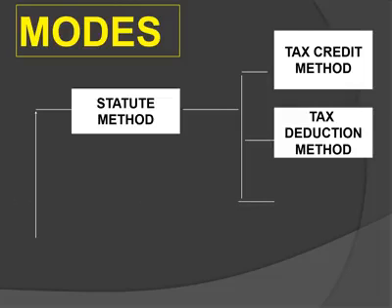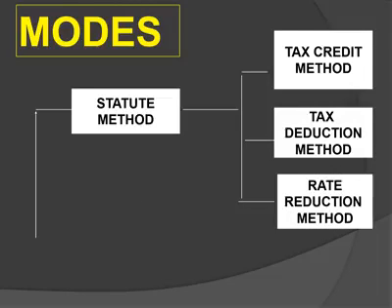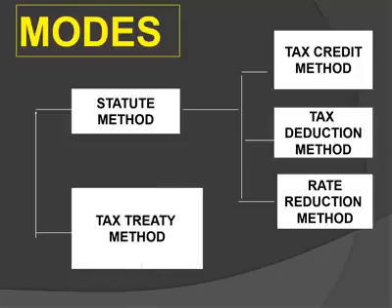There's the third method, which is the rate reduction method. But our tax code does not provide for a rate reduction method. So if foreign taxes are paid in accordance with the rate reduction method, if there's a law that provides for it, then the rate of tax could be reduced, depending of course upon the nature and character of the foreign tax that has been paid. And the second method is the tax treaty method. So remember the two principal methods and the sub-methods insofar as the statute method is concerned.